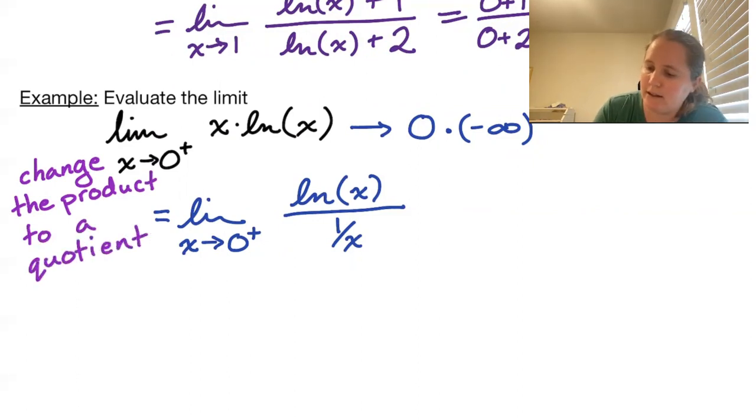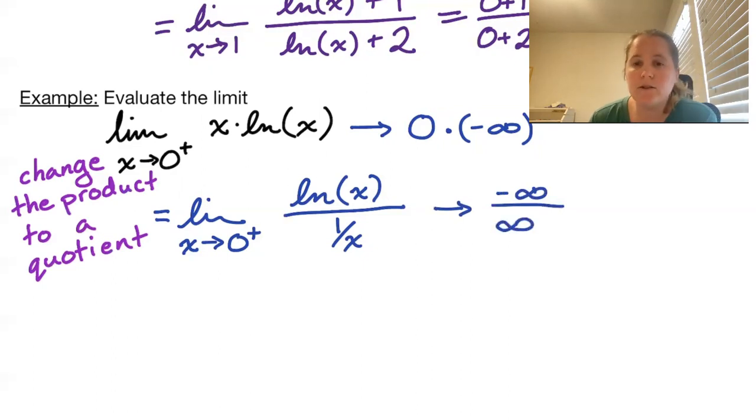Once we've done that, we'd have a negative infinity over infinity situation. So L'Hopital's rule does apply. So at this point, let's go ahead and apply L'Hopital's rule. Take the derivative of the top and the bottom. We have the limit as x approaches 0 from the positive side. The derivative, oh, I need to update my screen in a moment.